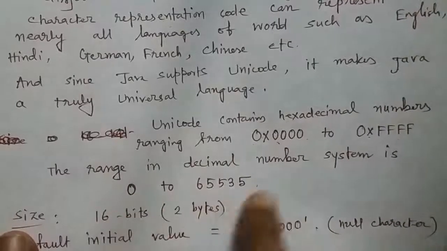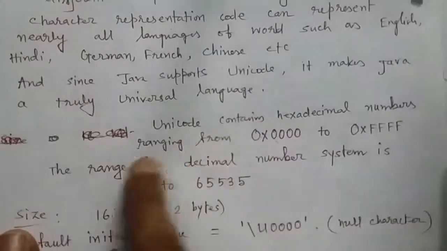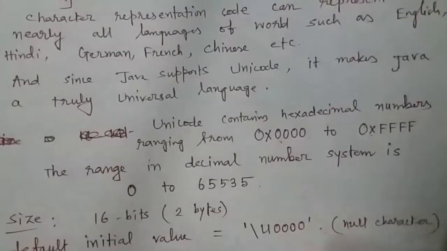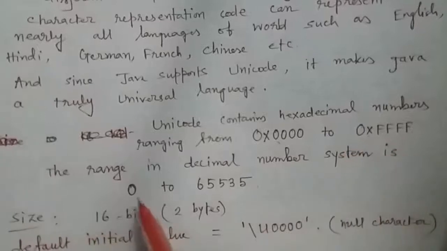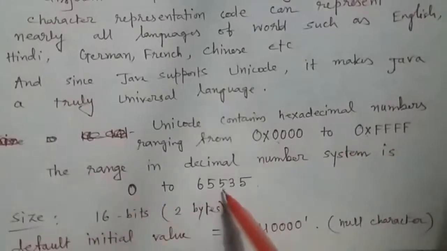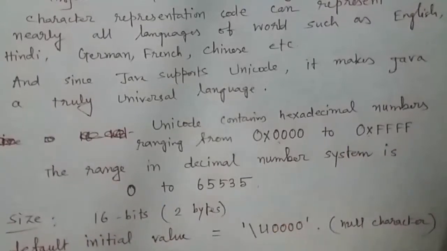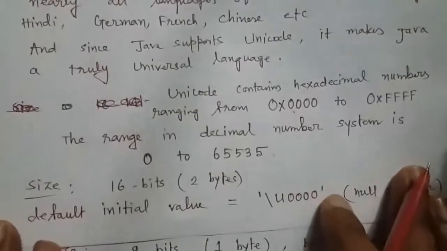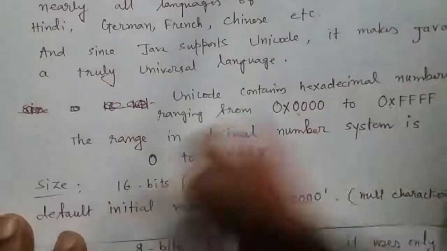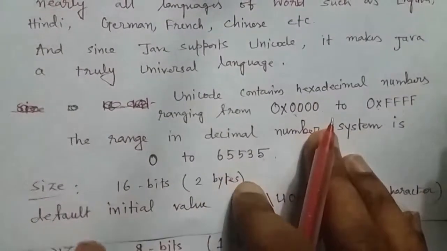So how many Unicode characters are used in Java? 65,536, because it starts from 0. That's why 65,536 Unicode characters are used in the Java programming language. Is that clear? Now I want to tell the size of the character data type.